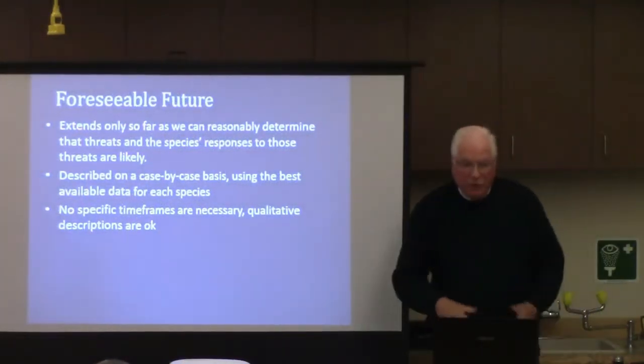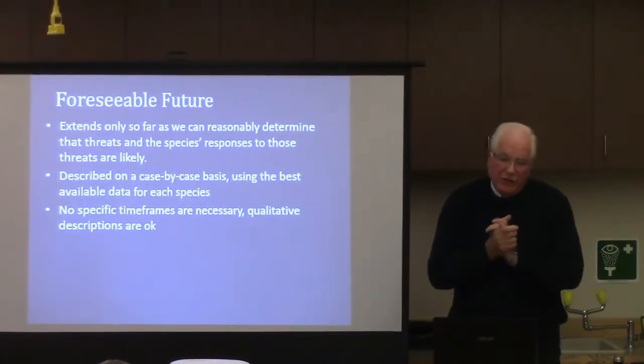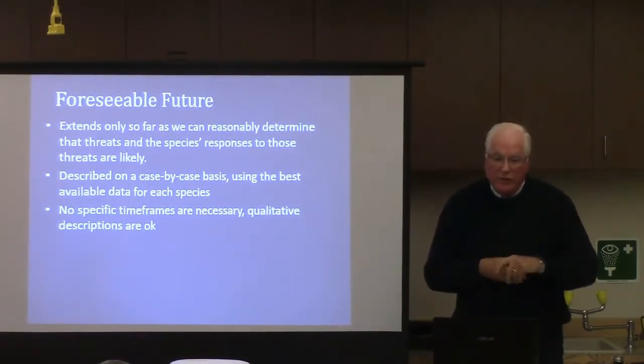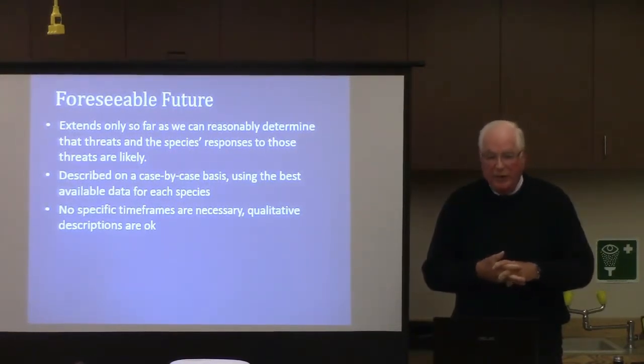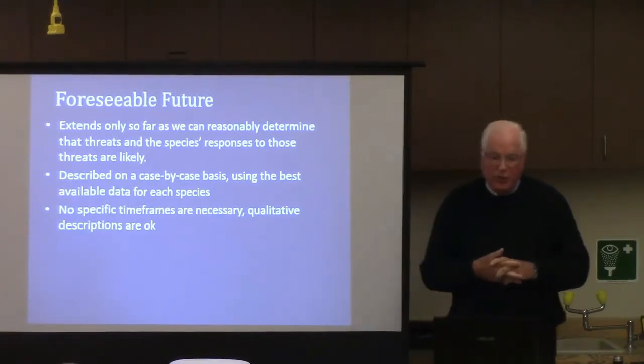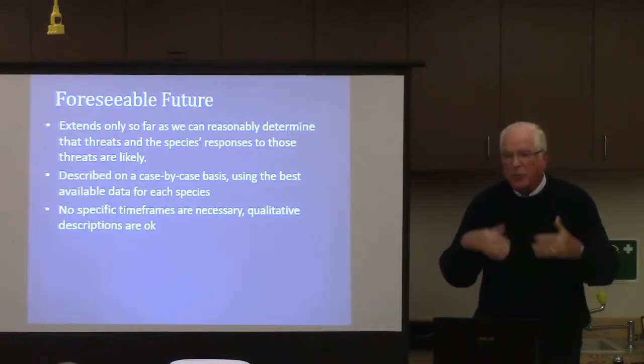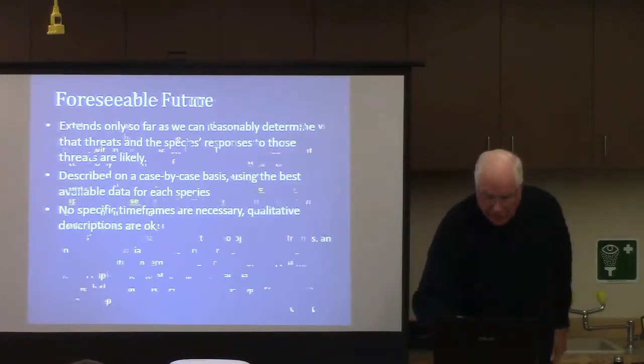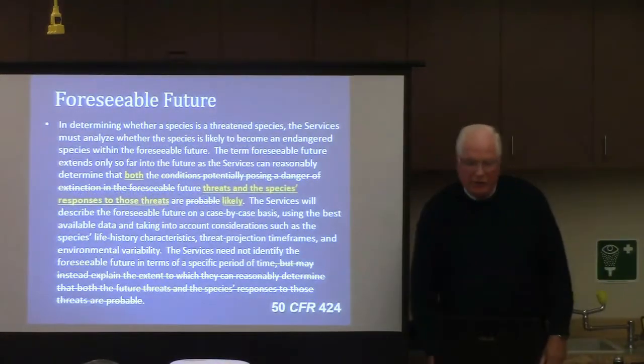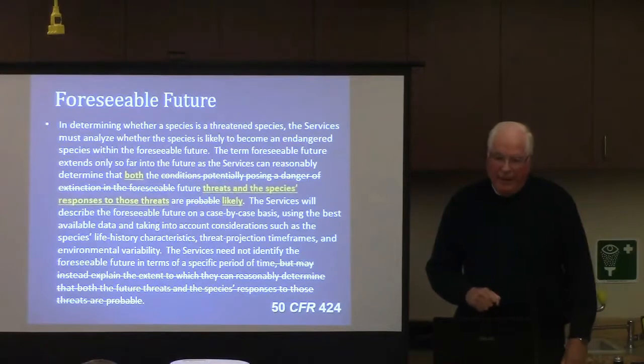So the foreseeable future, the agency says it extends only as far as they can reasonably determine threats and the species' responses to those threats that are likely. And it'll be done on a case-by-case basis using the best available data for each species. No specific time frames are necessary. Qualitative descriptions are okay. This is pretty much the way the regulations are written before the changes. And you can see that on this.